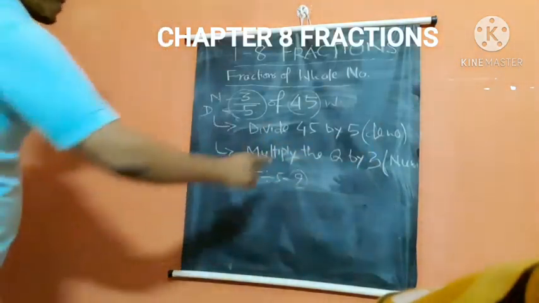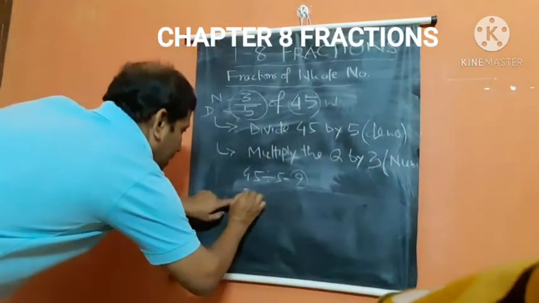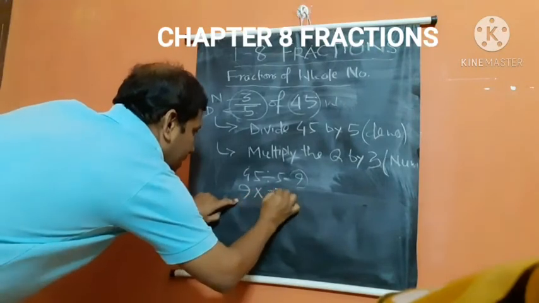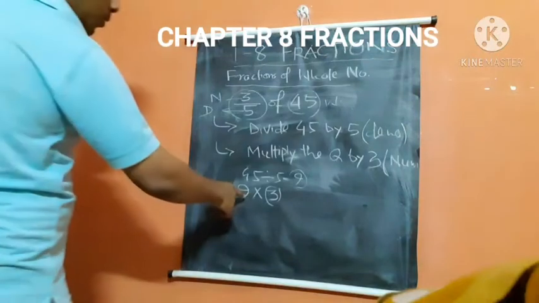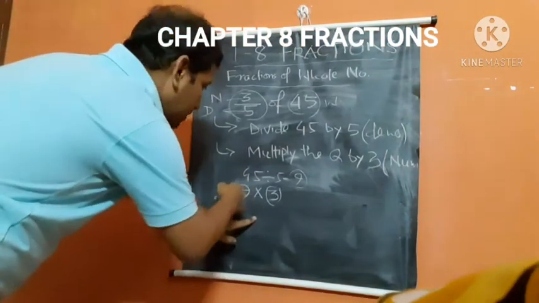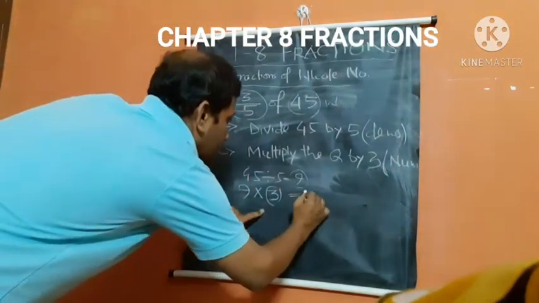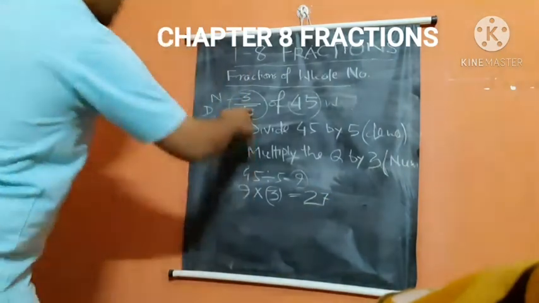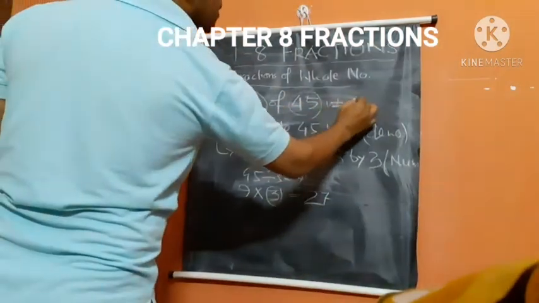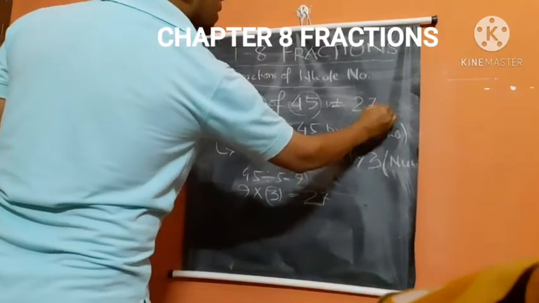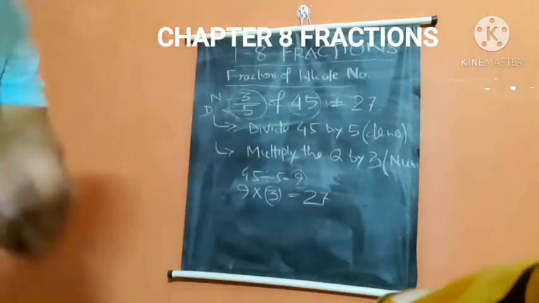So 9 multiplied by 3, the numerator multiplied with the quotient, is equal to 27. So 3 by 5 of 45 is equal to 27. So, got it? Is the process clear?